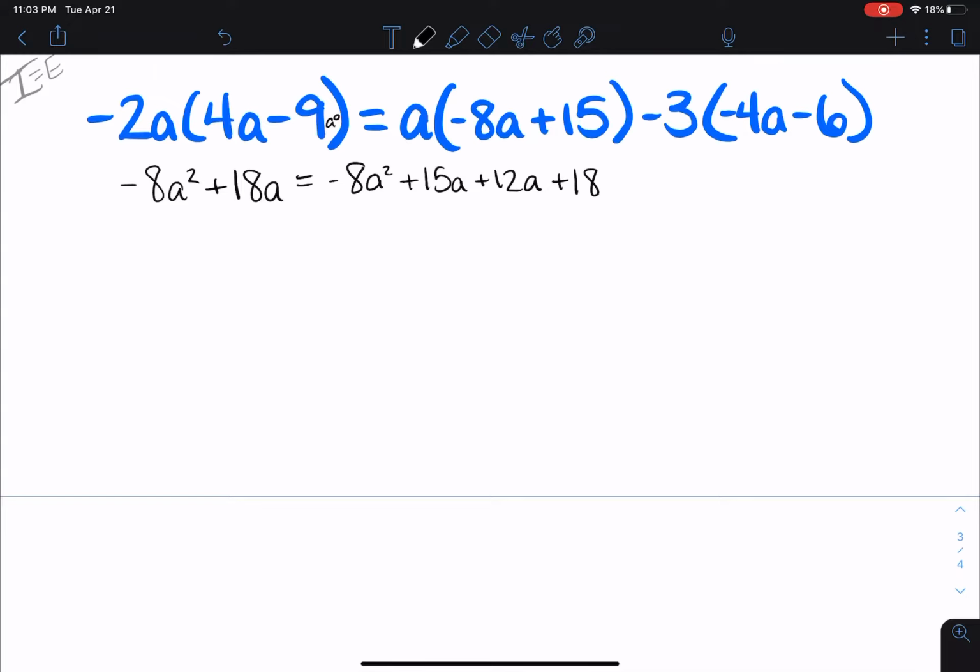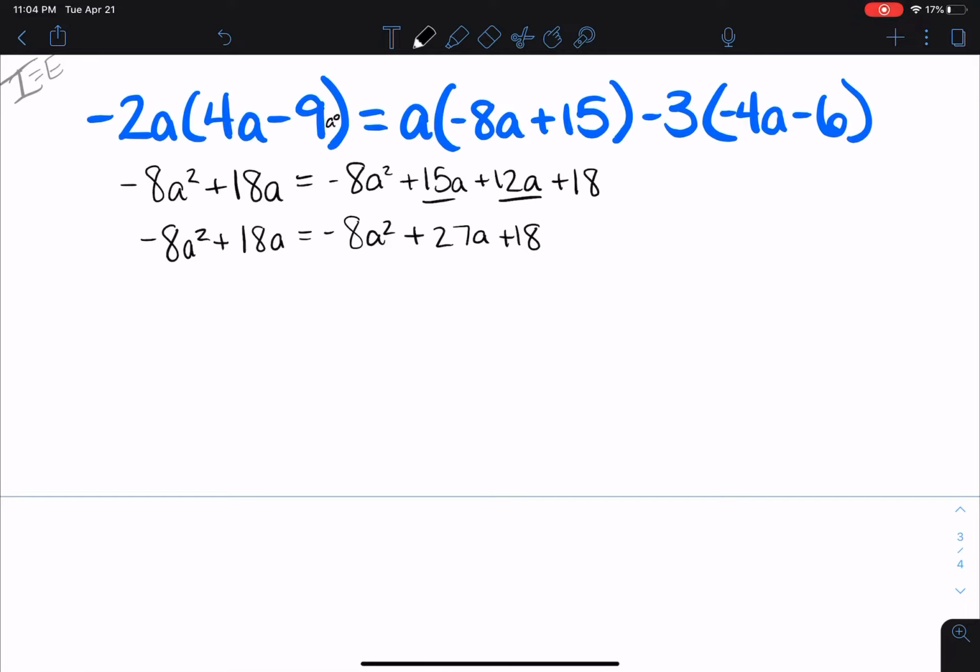Now let's combine like terms and simplify. So if we want to combine like terms on the right side, we can't combine like terms on the left side because we have a squared and a first degree term. So on the right side, we can maybe combine a couple terms and say that negative 8a squared, these two will combine, plus that's going to be 27a plus 18.